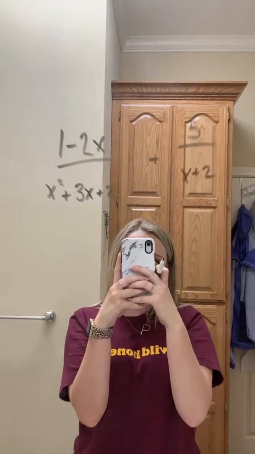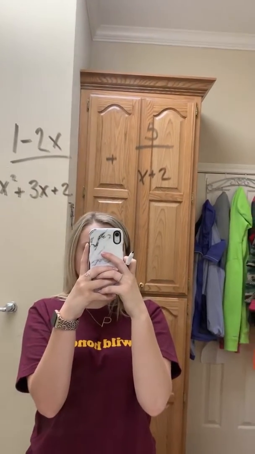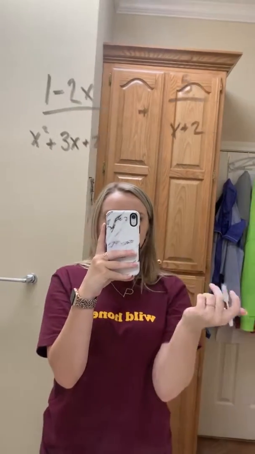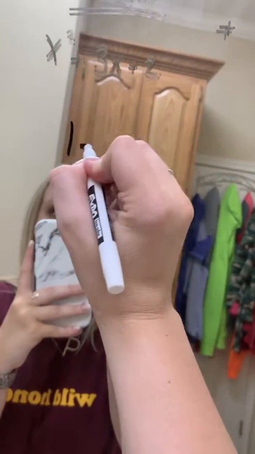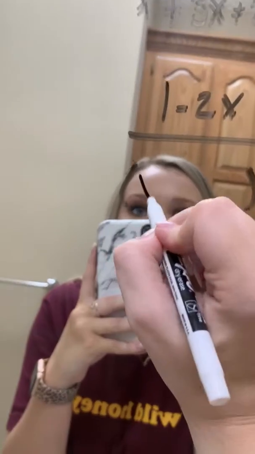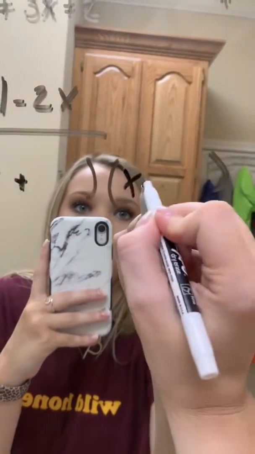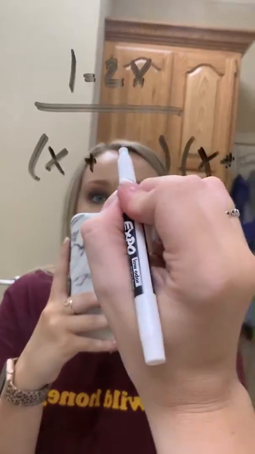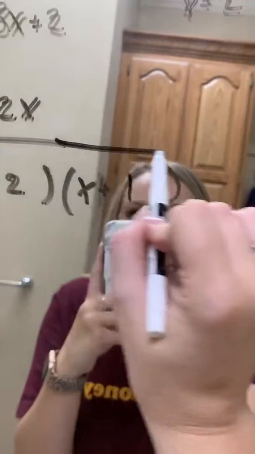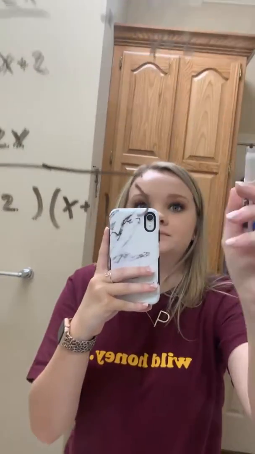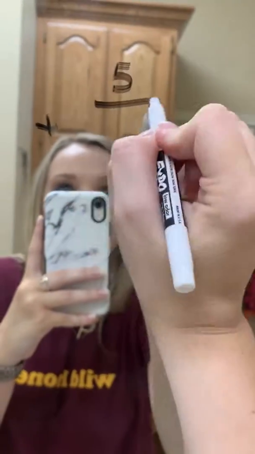The second problem is 1 minus 2x over x squared plus 3x plus 2 plus 5 over x plus 2. The first step is to factor. So you'll have 1 minus 2x, staying the same because it does not factor, over this one does factor, and it factors into x plus and an x plus because they're both positive, 2 and 1 because 2 and 1 equals 3. This one stays the same because it cannot be factored. So plus 5 over x plus 2.